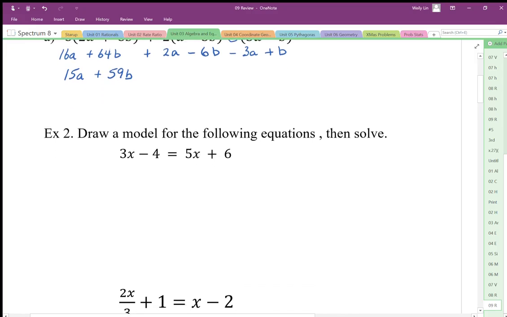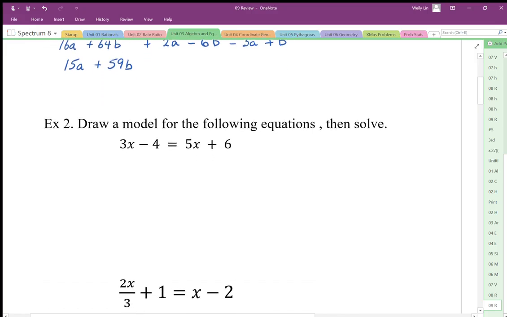So when we're doing equations, you need to be able to draw the equation. So I'm going to draw the equation over here. So this is 3x. I'm going to use algebra tiles. You could use some other model if you like. So here's my 3x's. I have negative 4 ones. That's going to be balancing 5 x's. And 6 ones.